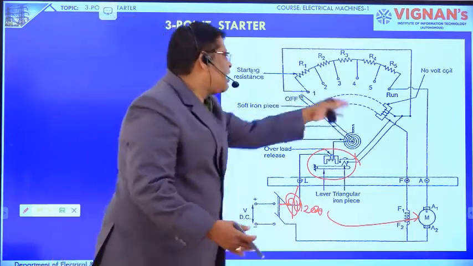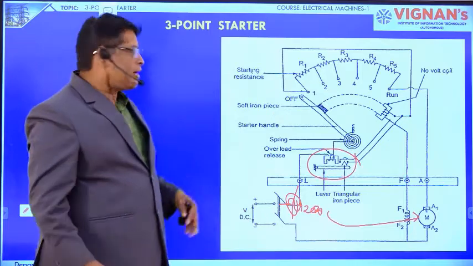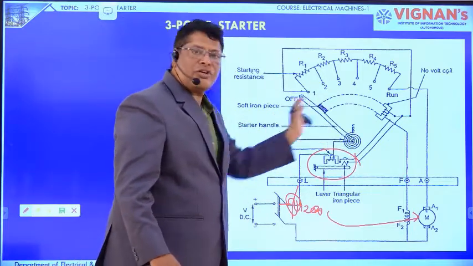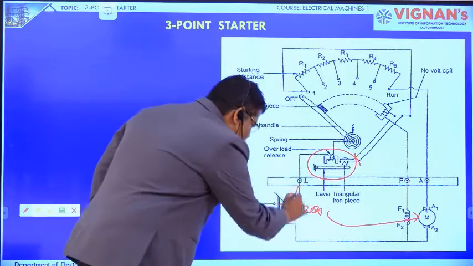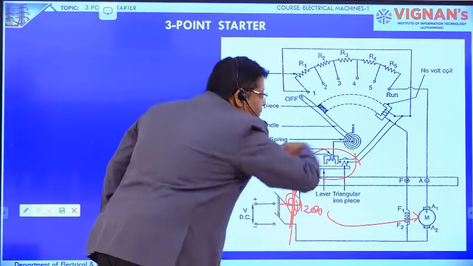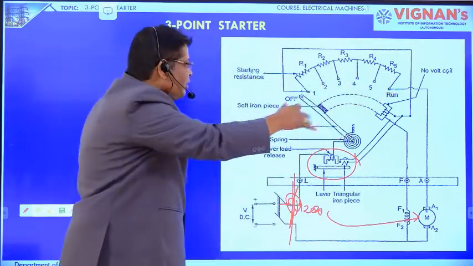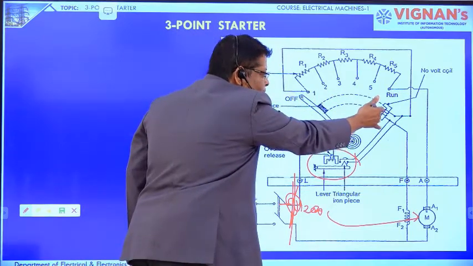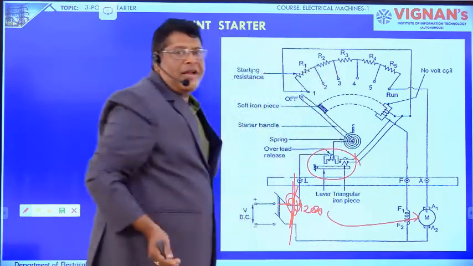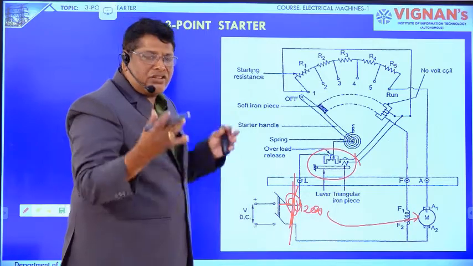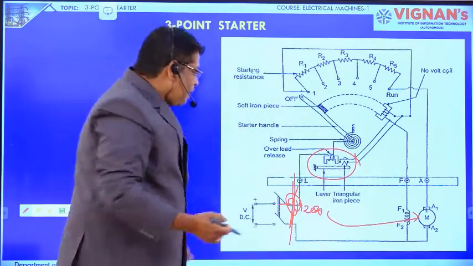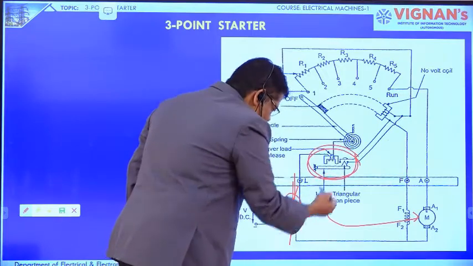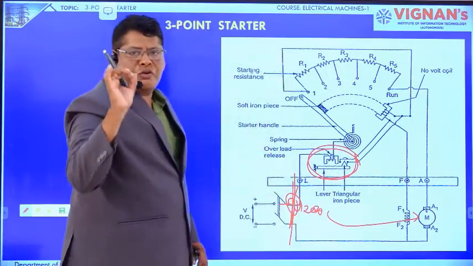Automatically, the handle will come to the off position because no current is flowing through the remaining circuit. The total thing will be disconnected. Once the fuse is open, the remaining portion will be disconnected. There is no current flowing through the no load coil, so because of the spring balance, the handle comes back. When compared to the setup, simply using a fuse is better.